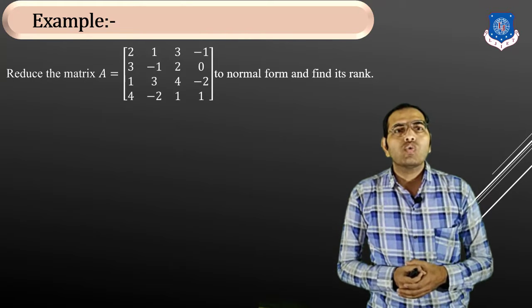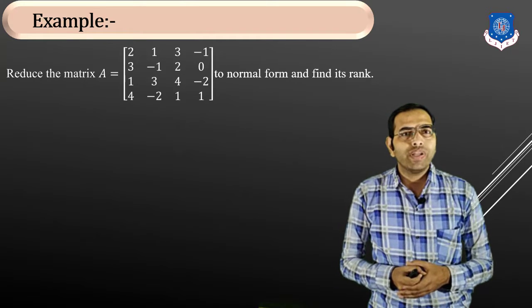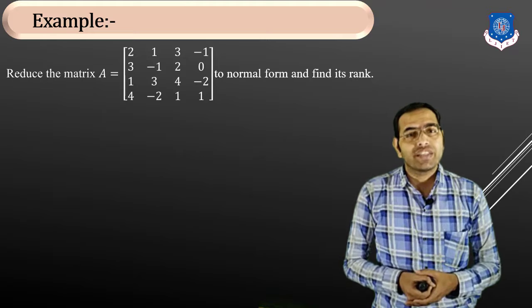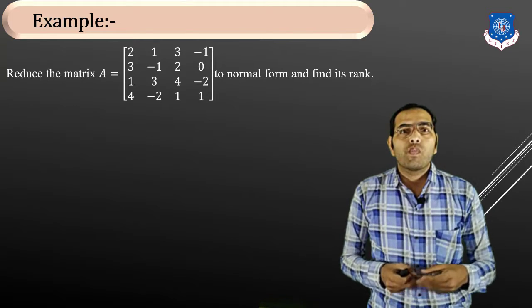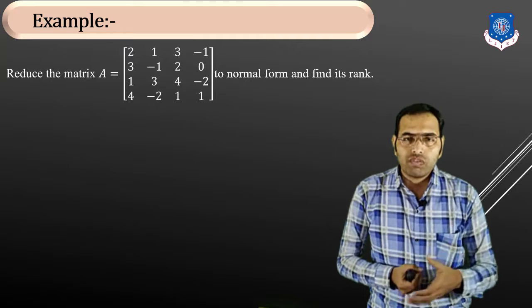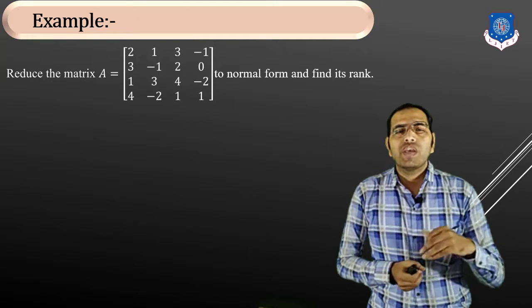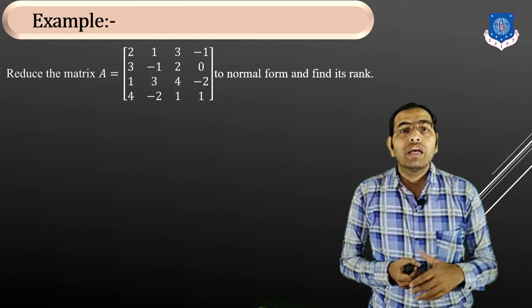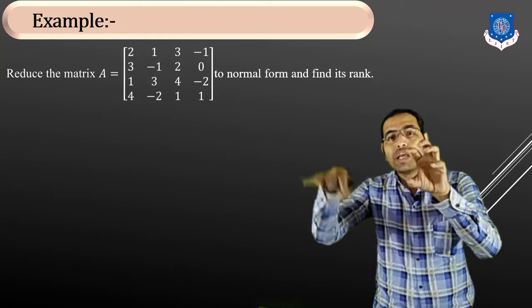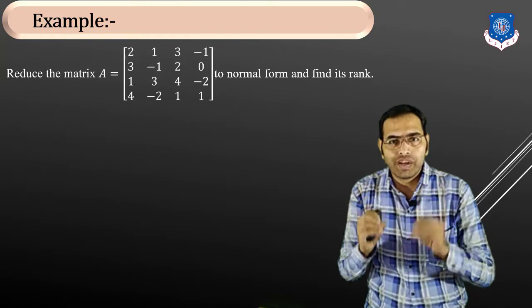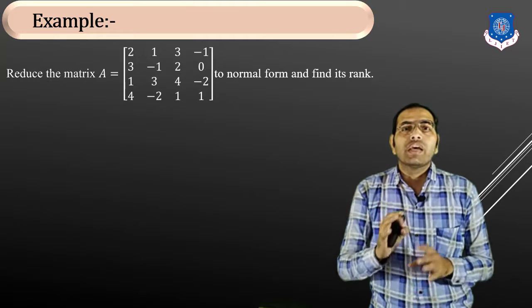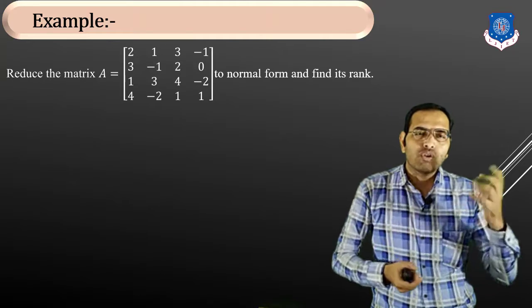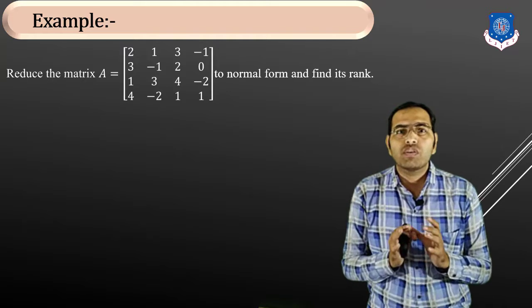Reduce the matrix A, 2 1 3 minus 1, 3 minus 1 2 0, 1 3 4 minus 2, 4 minus 2 1 1, to the normal form and find its rank. Here we are finding the rank with the help of the normal form, meaning in this particular method we can apply row operations as well as column operations both for finding the normal form. Except for this method, in all the remaining methods for matrices we apply only row operations. Only in this one method can we apply row operations as well as column operations both.